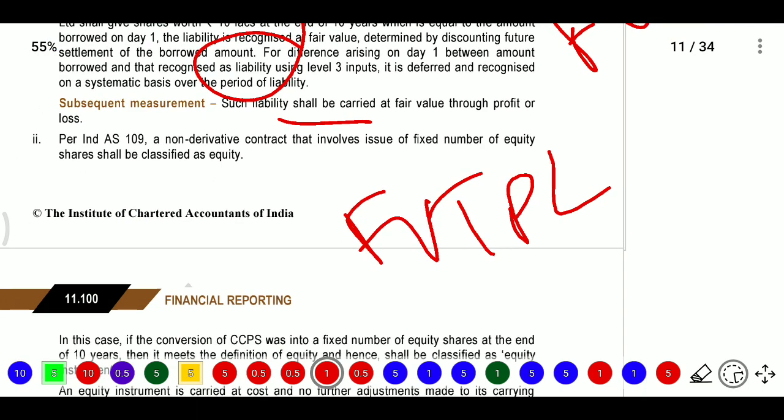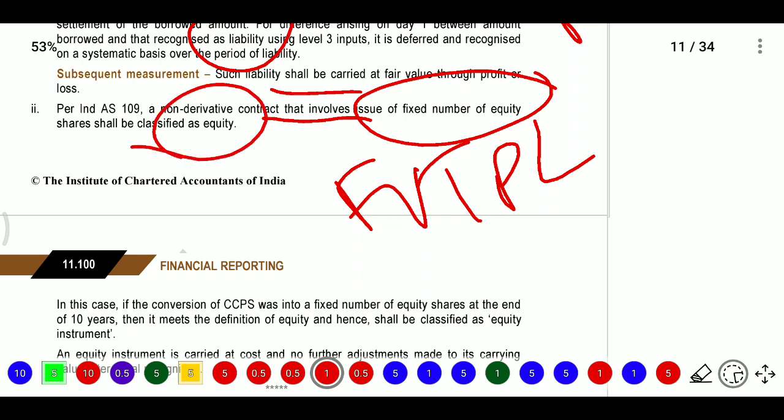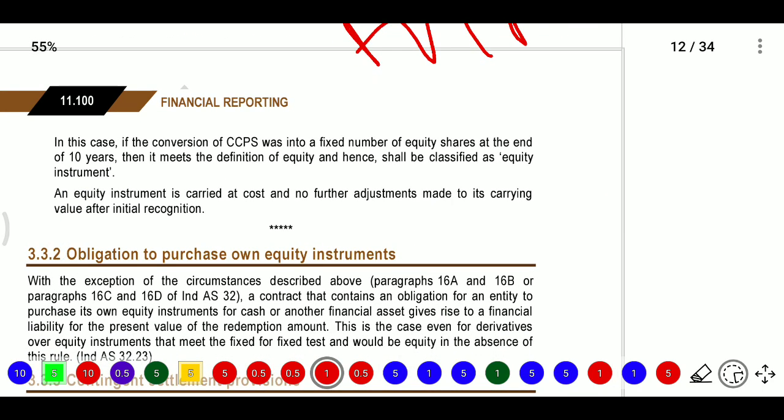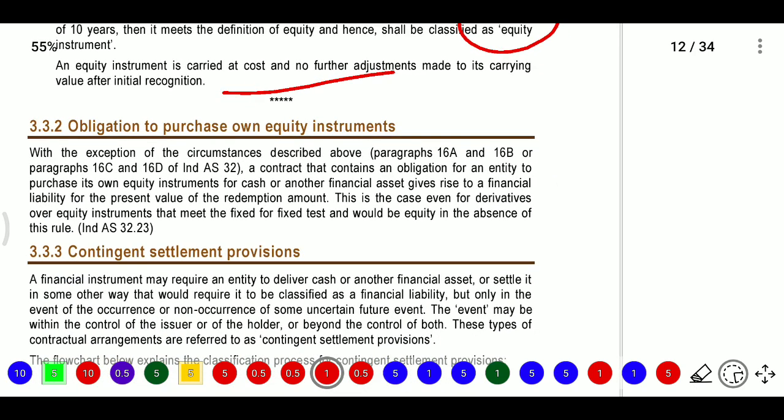So as per Ind AS 109, for subsequent measurement they may go for FVTPL, FVTOCI, or amortized cost. As per Ind AS 109, a non-derivative contract that involves issue of a fixed number of equity shares shall be classified as equity. In this case, if the conversion of CCPS was into a fixed number of equity shares at the end of the 10th year, then it meets the definition of equity and hence is classified as equity, and no further adjustment is made to its carrying value after initial recognition.